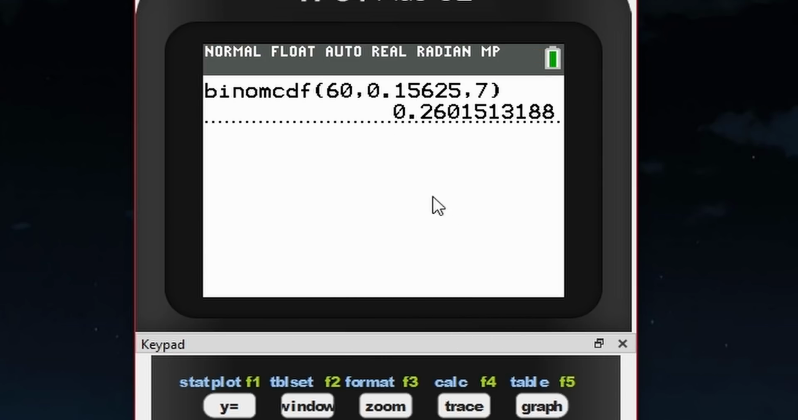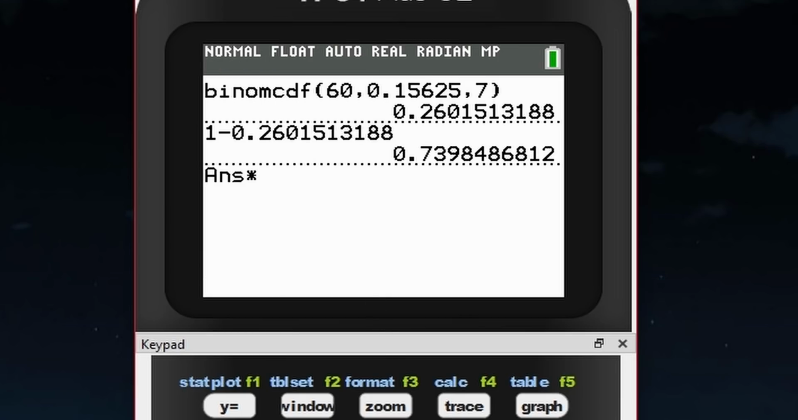But this number that we calculated right here is not the actual probability. This is actually the chances that we make less than 7 mil an hour. So all we have to do to get higher is just take 1 and subtract this from 1. And if we do that and then multiply this number by 100, we will get that we have a 73.98% chance of making more than 7 million coins an hour.